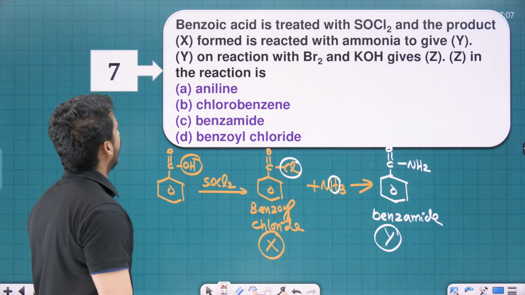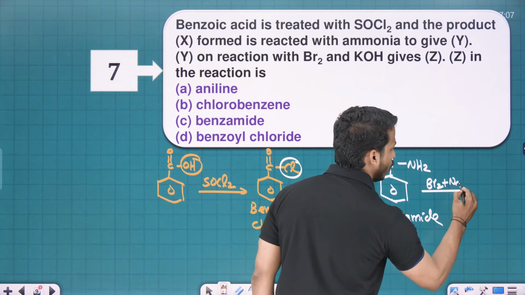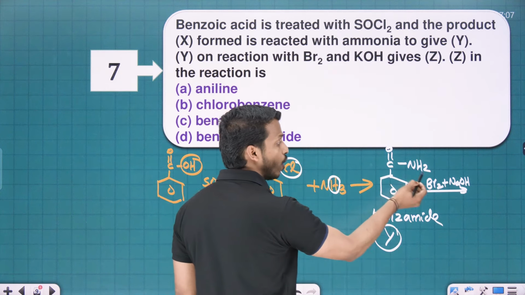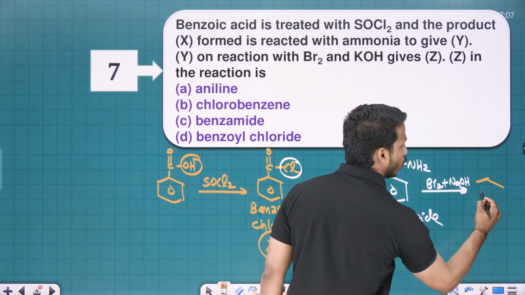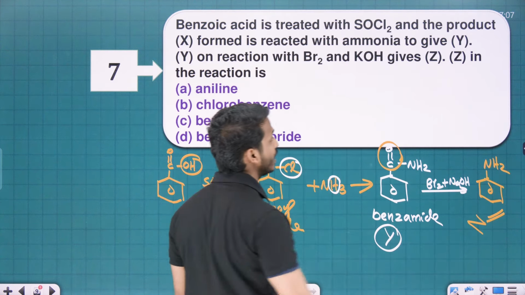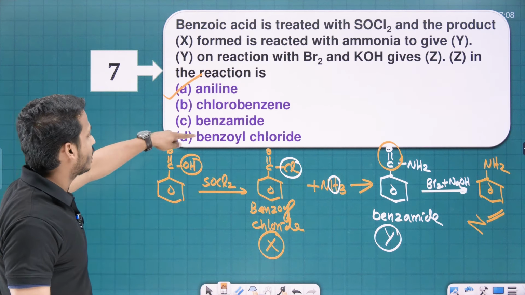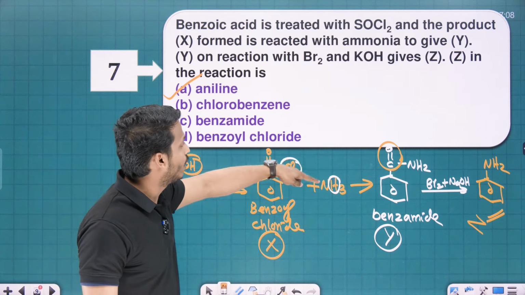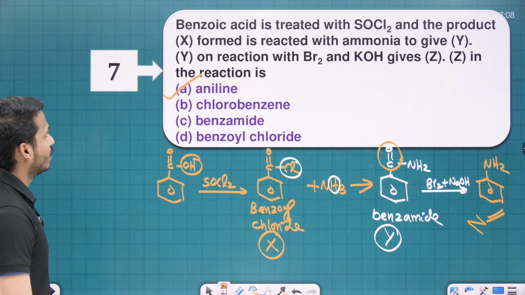Okay, next. Y on reaction with bromine and KOH. What do bromine and a base mean? You know, NaOH or KOH, whatever. So, this is an amide. Amide on reaction with bromine and NaOH is our Hofmann bromamide reaction. The CO group is removed, and you get the product, compound Z. What is this? Aniline is the main product. So remember, benzoic acid when treated with thionyl chloride gives benzoyl chloride. Benzoyl chloride on reaction with ammonia gives benzamide. Benzamide on Hofmann reaction gives aniline. So Z is what?